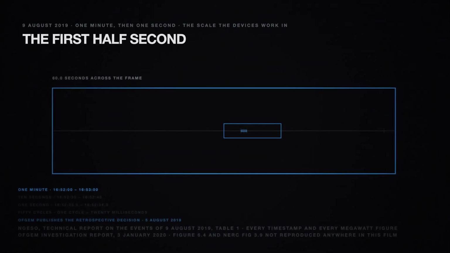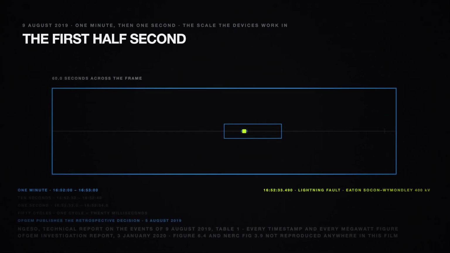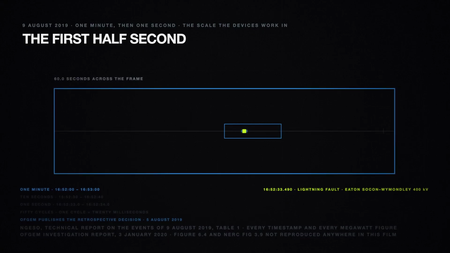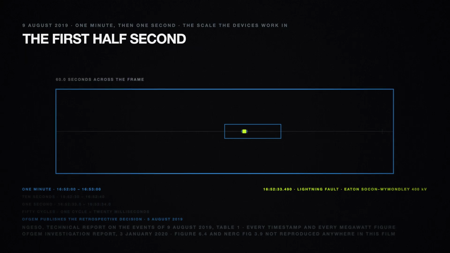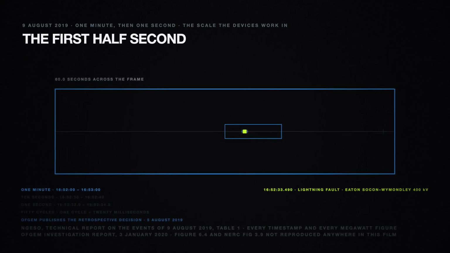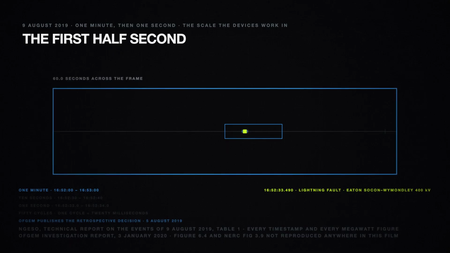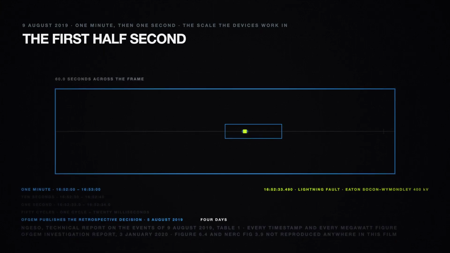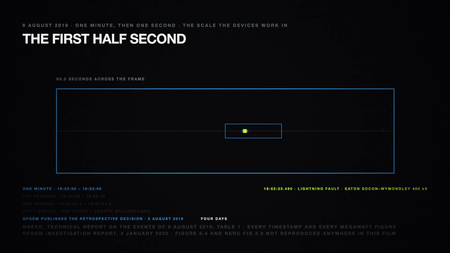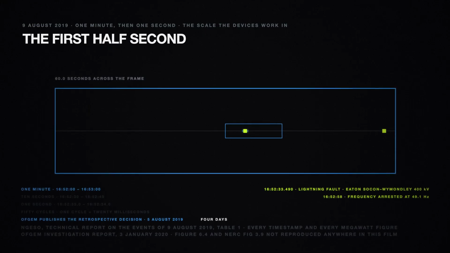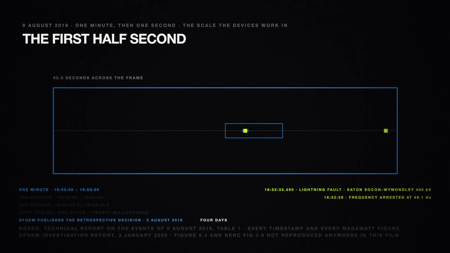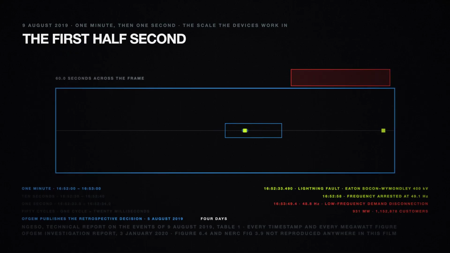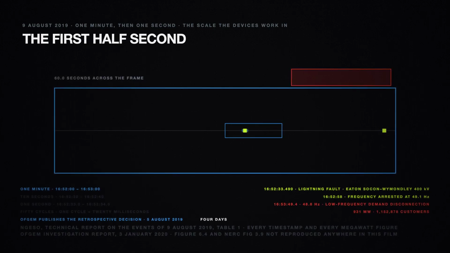At 4:52 and 33.490 in the afternoon, on the 9th of August 2019, lightning struck a 400 kilovolt line between Eaton Socon and Wymondley. 4 days earlier, the regulator had published the retrospective decision. Start at the scale a control room works at. 1 minute. Inside it, the frequency of the British system falls, is arrested at 49.1 hertz and falls again. At 4:53 and 49.4 seconds, at 48.8 hertz, low-frequency demand disconnection operates.